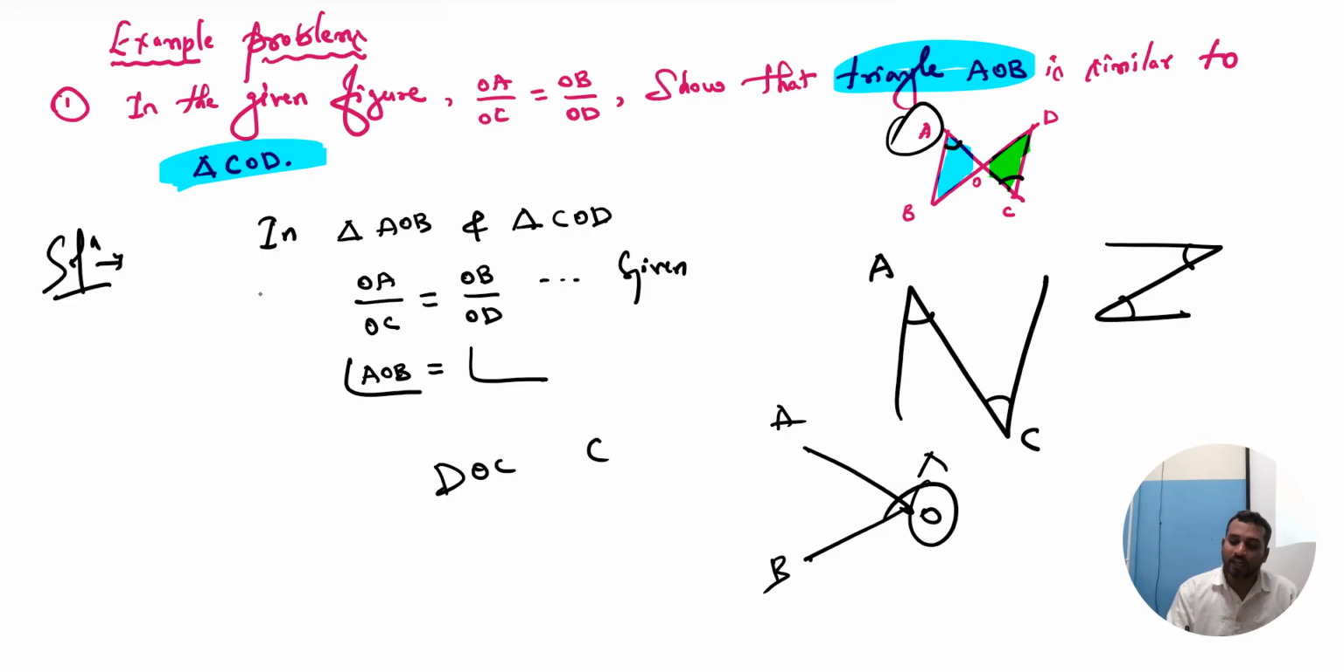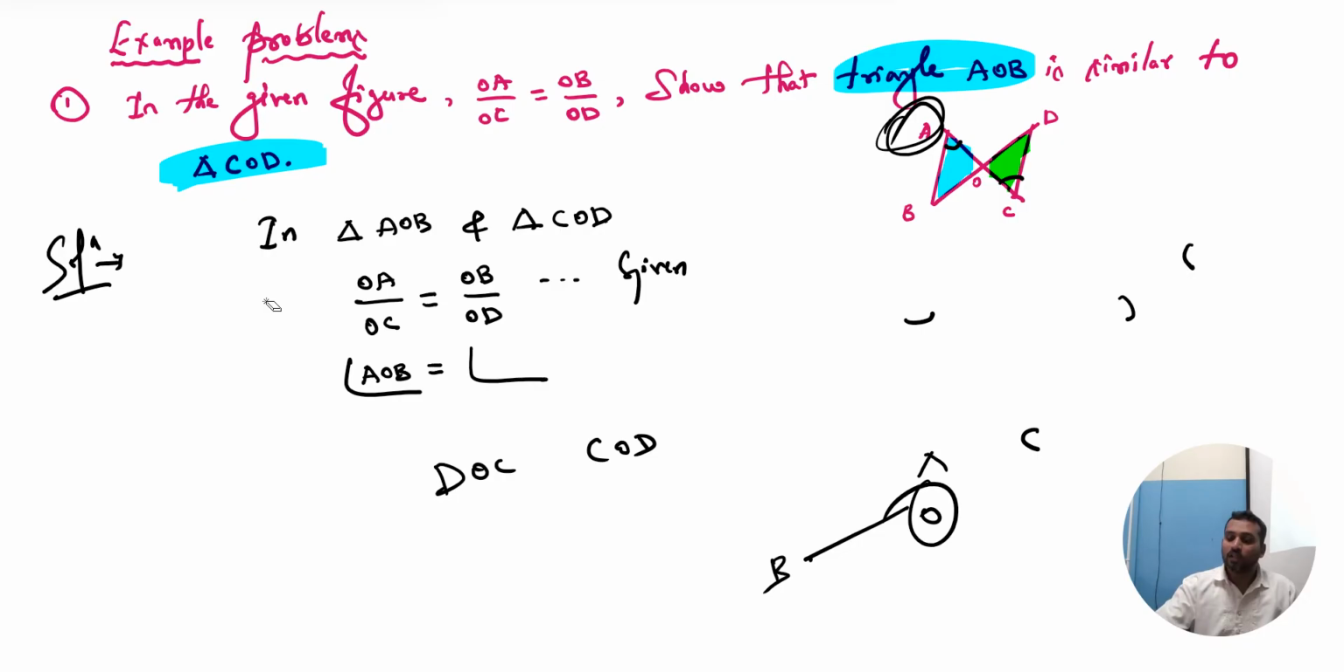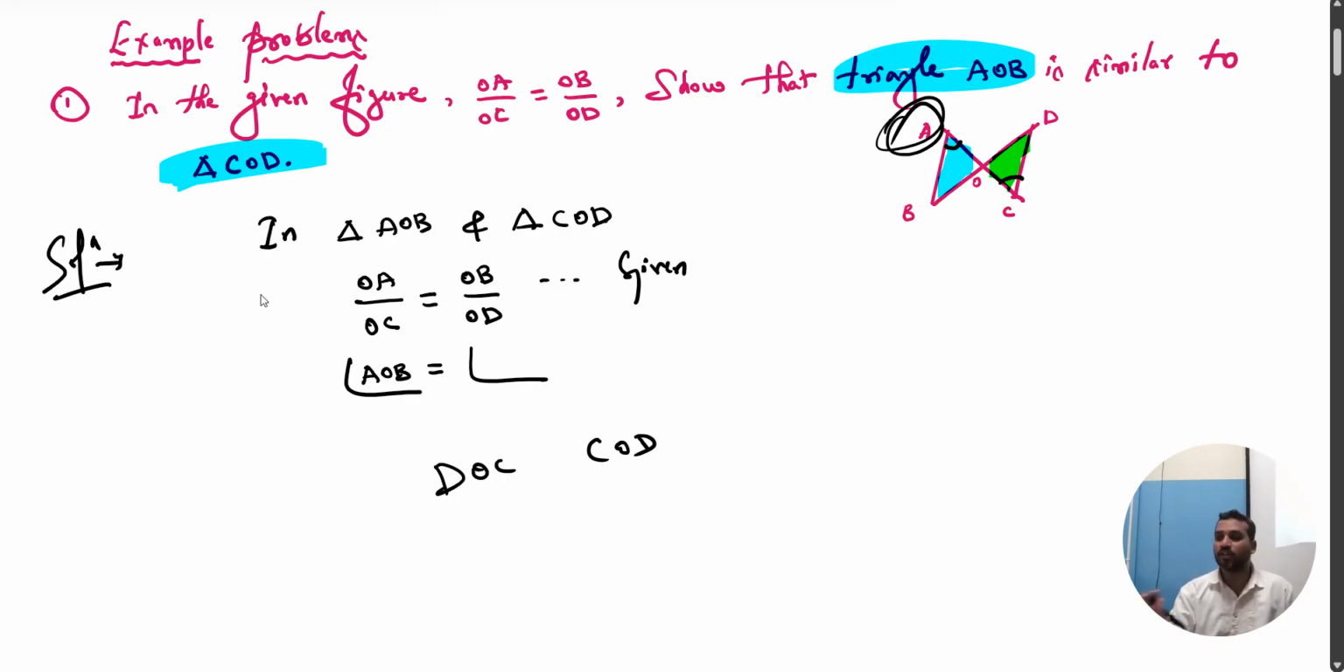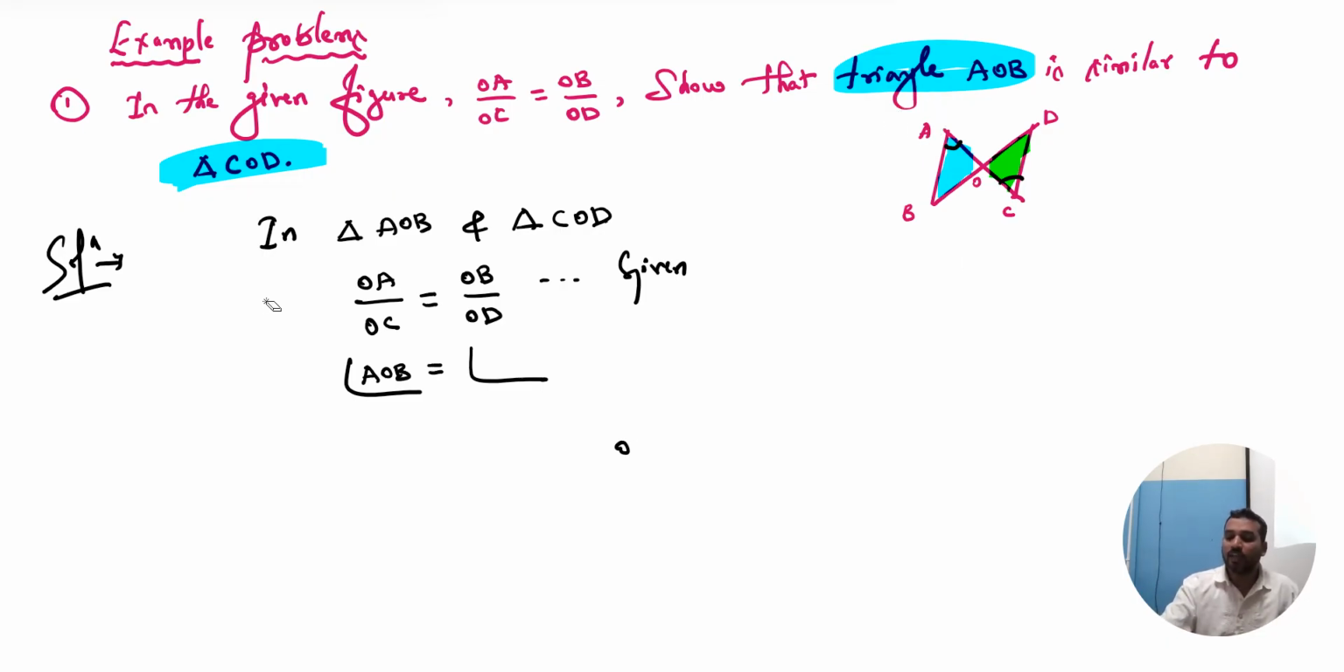Can I write DOC or COD? COD, because if you start from A here, then here you have to start from C. Clear? Did you understand, beta? Whenever a figure is in a Z shape, you have to start from the opposite corner. We have to start from the opposite corners. Start from A, then here we have to start from C.